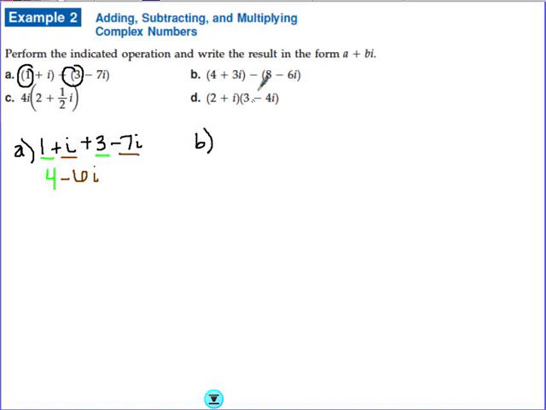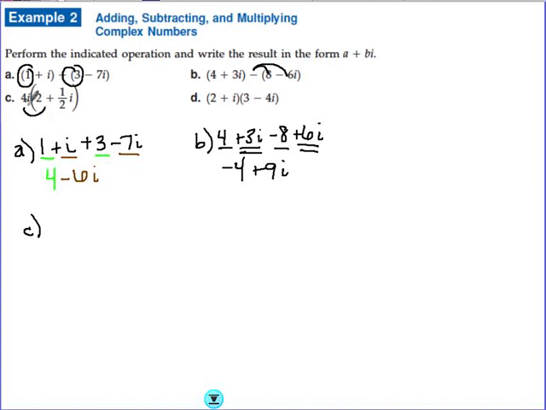B, on the other hand, we're subtracting now, so I would have to distribute this negative to both of these terms. So I would have the 4 plus 3i, and then now I have negative 8, and then a positive 6i. So again, combining the real components, I have 4 minus 8, which gives me a negative 4. And then I have 3i plus 6i, so I'd have 9i. Easy enough.